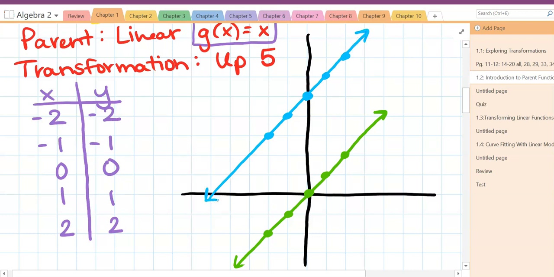And then draw that line again. If you need to, you can label them. So the one that I put in the green is the parent, and the one that I put in blue is the transformation.